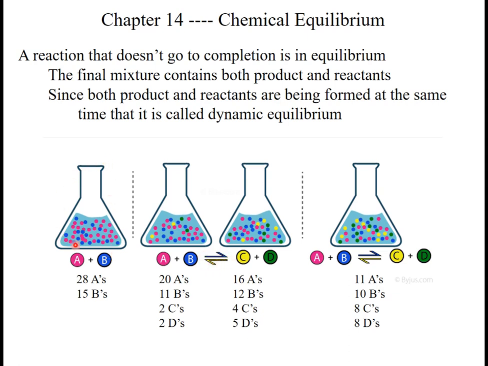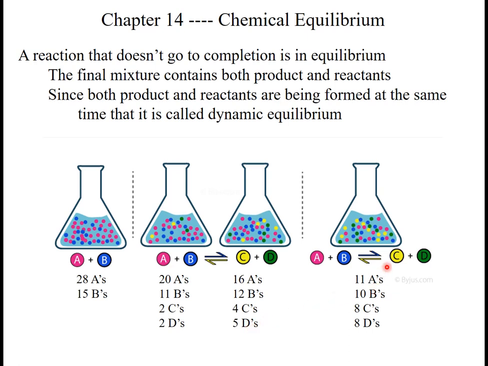So initially, I have a mixture of A's and B's. Okay, so I have 28 A's and 15 B's. As it goes forward, but before it reaches equilibrium, I go to 20 A's, 11 B's, 2 C's, and 2 D's. So I've formed some C's and D's. It continues to decrease in A's and B's. Well, B actually increased briefly there. Increase in C's and D's.